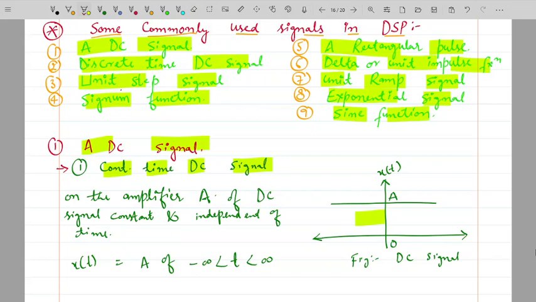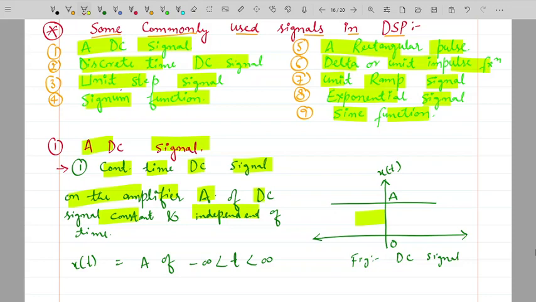Basically these DC signals are used in things like amplifiers; the DC signal is utilized in these types of things. A is the amplitude of this signal, and the DC signal is constant and independent of time. A DC signal is always independent of time, and it is a constant flat signal.